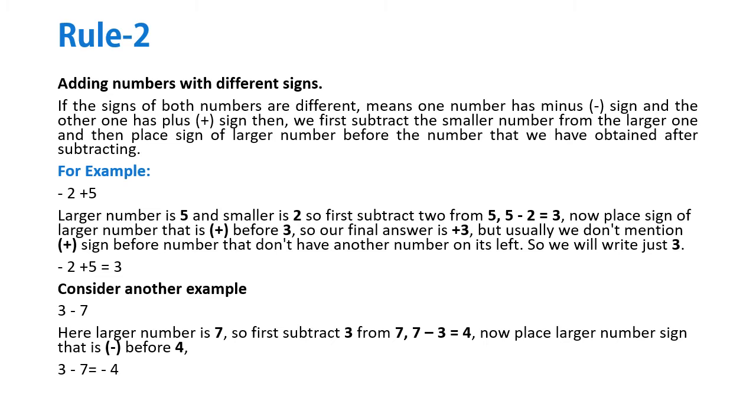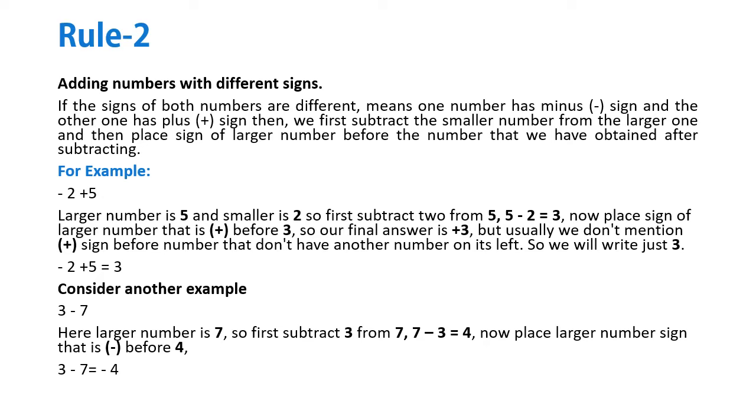Rule 2. Adding numbers with different signs. If the signs of both numbers are different, means one number has minus sign and the other one has plus sign, then we first subtract the smaller number from the larger one and then place sign of larger number before the number that we have obtained after subtracting.